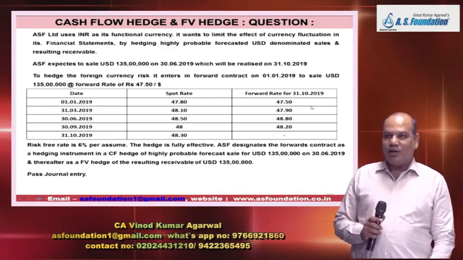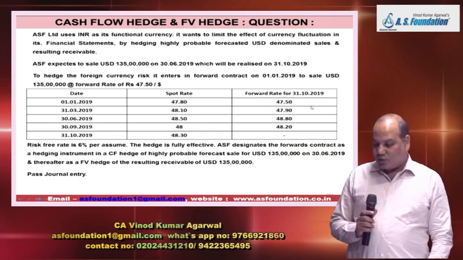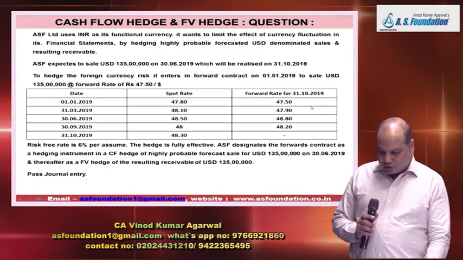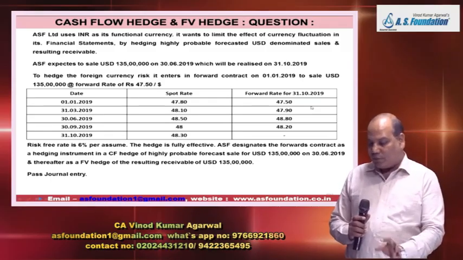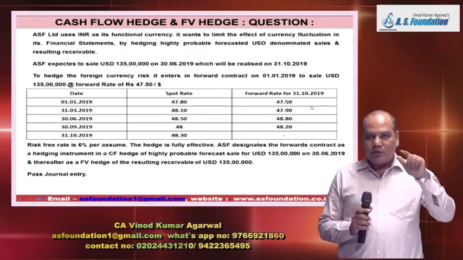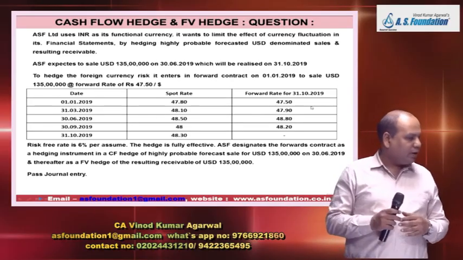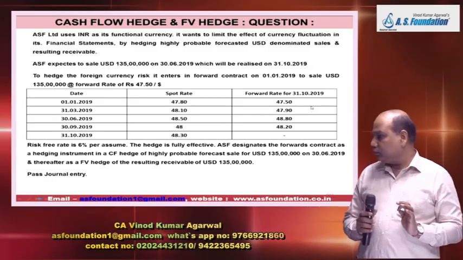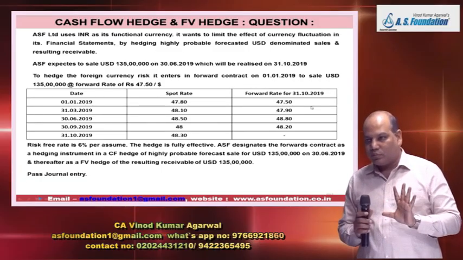ASF Limited uses INR as its functional currency. It wants to limit the effect of currency fluctuation in its financial statement by hedging a highly probable, underline, highly probable forecasted USD denominated sales. A highly probable transaction means you have to immediately understand this is a cash flow hedge accounting. Till you pass the entry for sale, you will record it as cash flow hedge accounting.